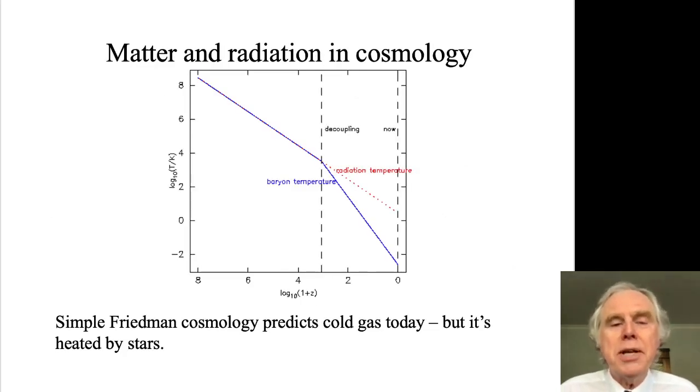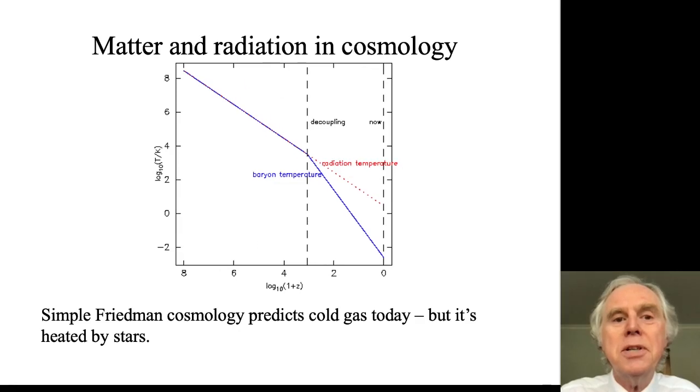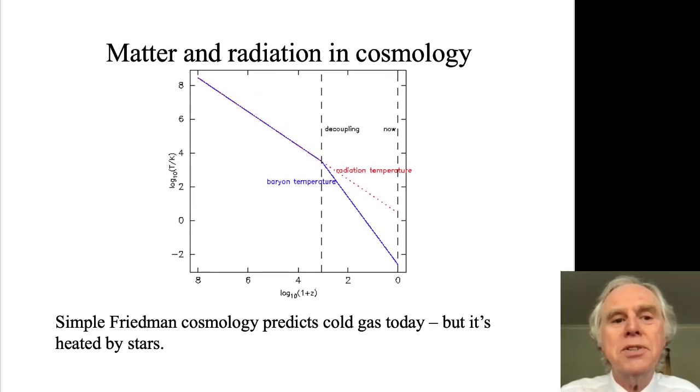Here's a plot which shows how the temperature of matter and radiation in the universe would have changed with redshift. This is a logarithmic scale because there's a lot of change. The present day has redshift 0, so log of 1 plus redshift is 0, and that's the dashed vertical line, which I've labelled now. The blue line shows the temperature of matter in the universe. The red line shows the temperature of radiation. That radiation is the microwave background radiation, and it follows a nice steady drop since the very early days of the universe.